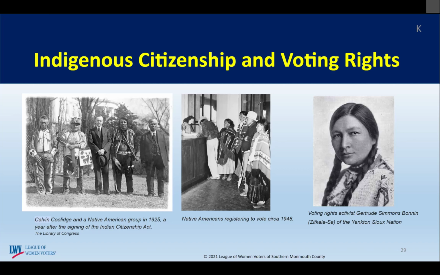Voting rights activist Gertrude Simmons Bonnin, or Zitkala-Sa, of the Yankton Sioux Nation was prominent in the women's suffrage community. She and other Native suffragists didn't only want to have U.S. citizenship. They wanted simultaneously recognition of their citizenship in tribal nations and their treaty rights, particularly to land. They wanted to use suffrage and U.S. citizenship to save their land and their communities.